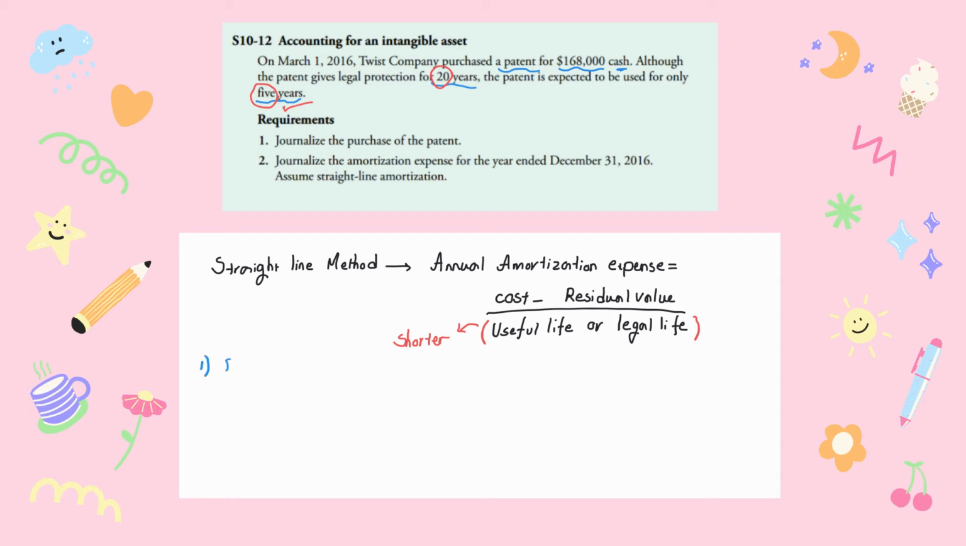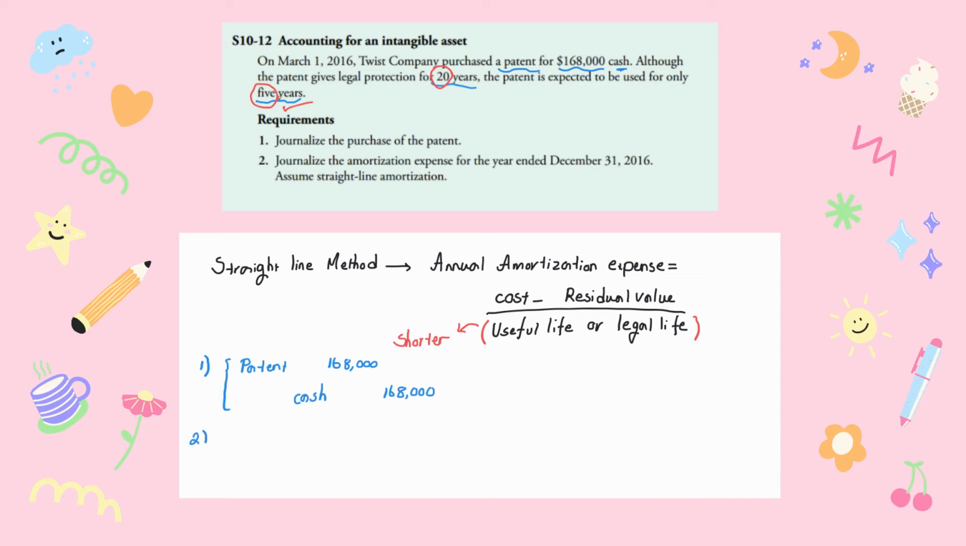Okay? Now, requirement number 1 in this question, journalize the purchase of the patent. So the journal entry will be patent, because it's an asset, patent, on the debit side. And he said, I paid cash, so my cash has decreased on the credit side. And the amount is 168,000. So this is the purchase entry.